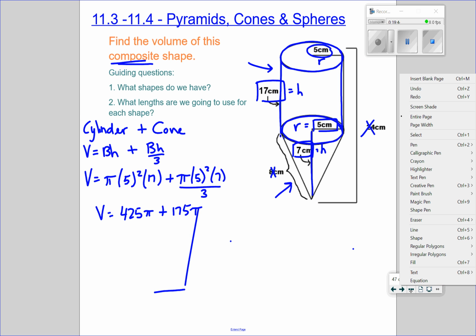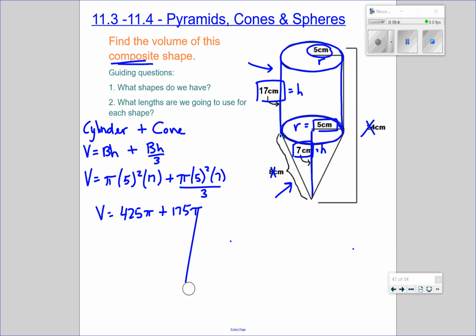Whoa, my apologies. My marker's getting a little excited because we're almost finished.